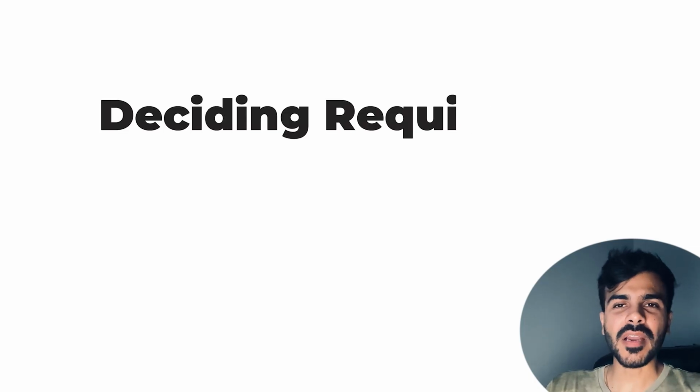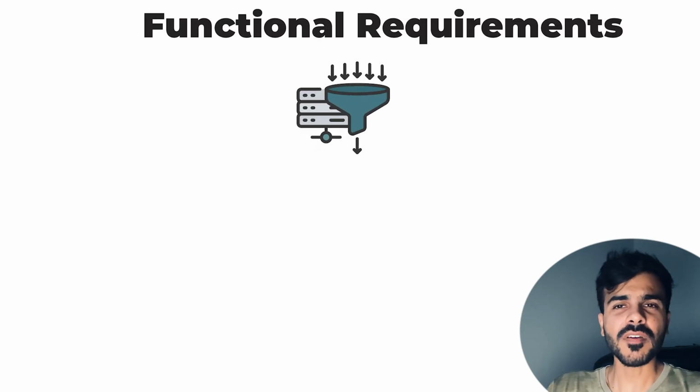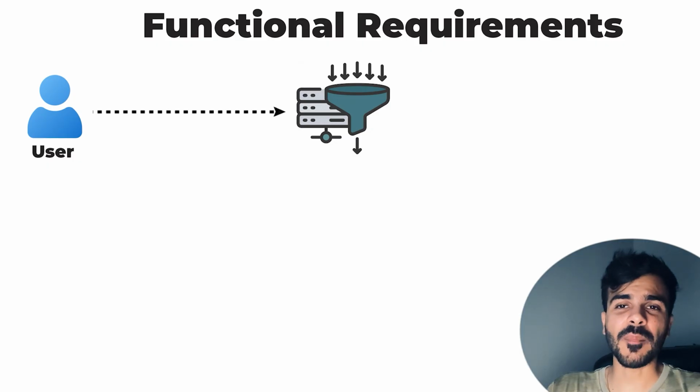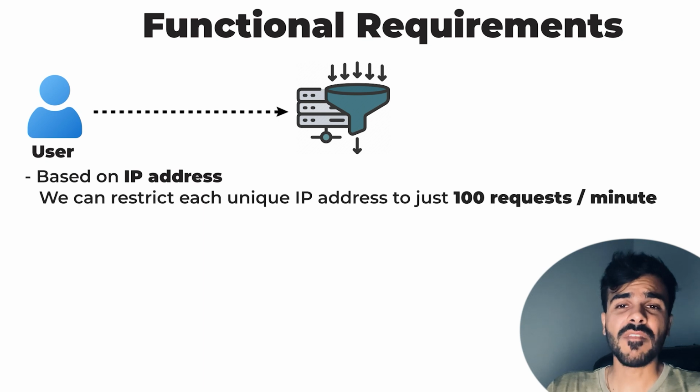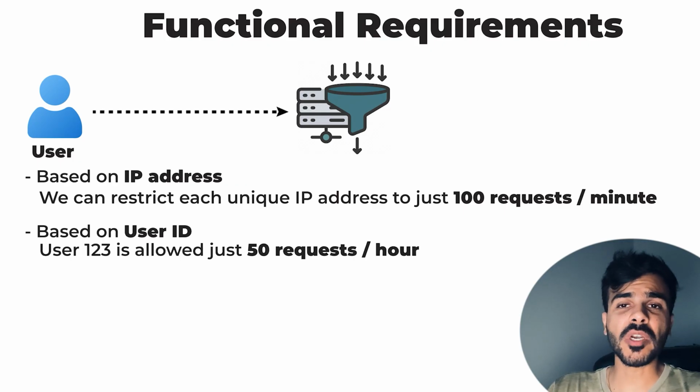Now let us take a look at the functional requirements for our rate limiter system. Our system must be able to control, or quote-unquote limit, how many requests a user can make within a specified time period. Now, this limit could be based on IP address. For example, we can restrict each unique IP address to just 100 requests per minute. It could be based even on user ID. For example, user 123 is allowed just 50 requests per hour.